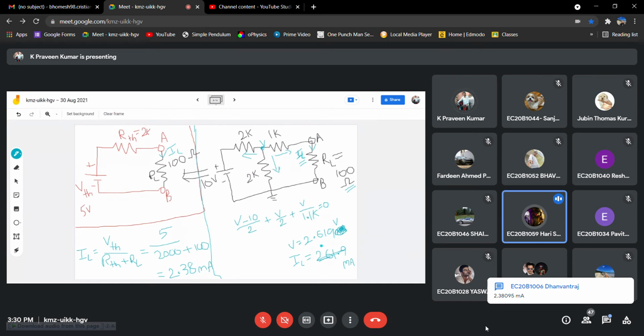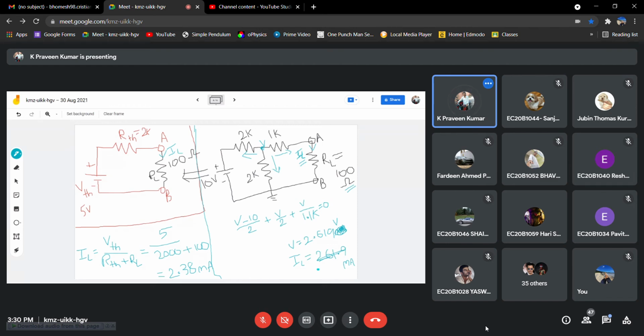Here the 100 ohms plus that 1K we should add now. Yes, we need to add. So then it will be 2.38. Okay, fine. So now we have seen the response in this load resistance RL, that is IL.